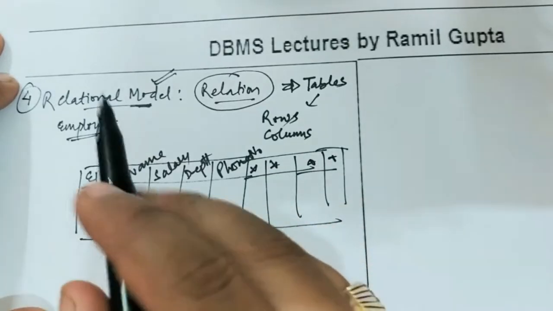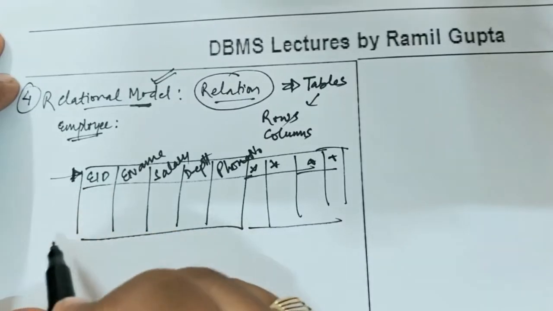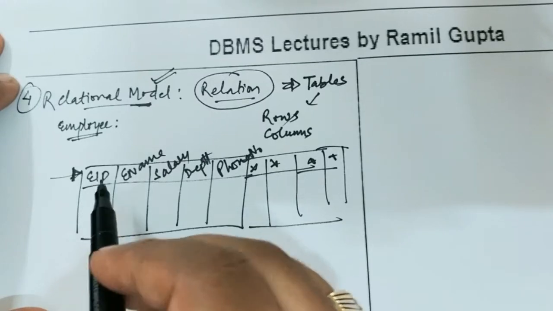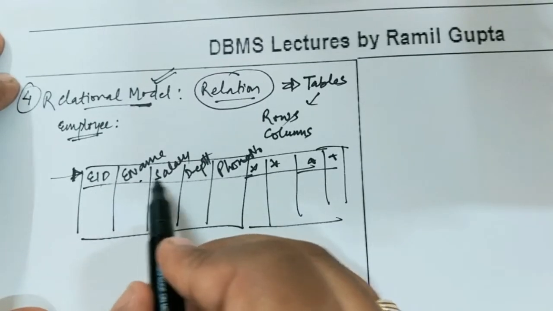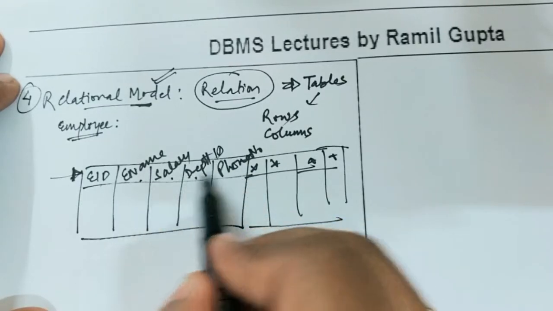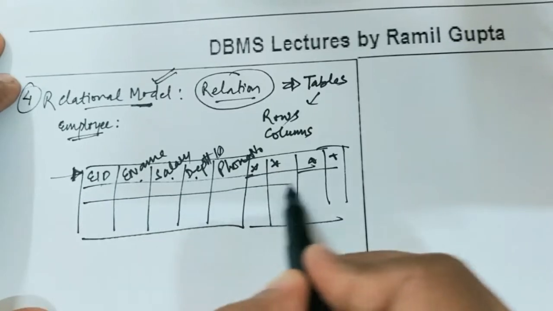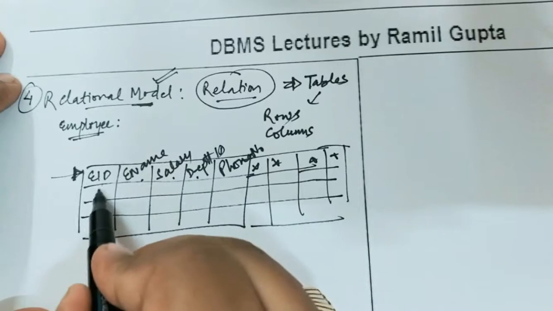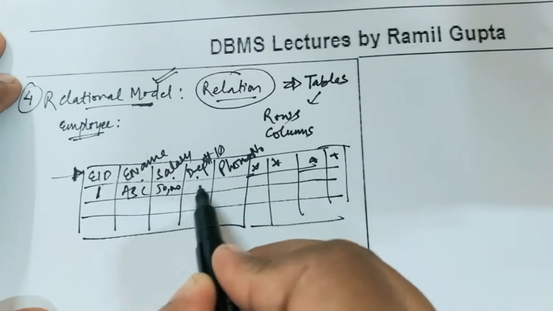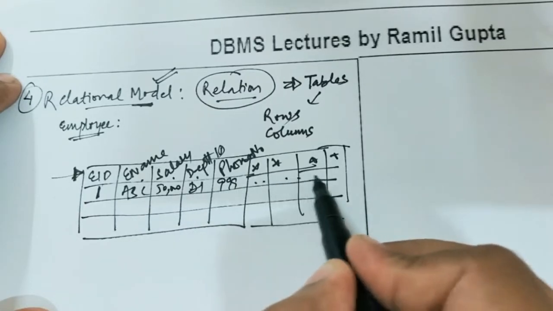So in the relational model, the column names are the attributes. The column names represent the attributes, that is employee ID, employee name, salary, department in which he works, phone number. These are all the attributes, and the values of those particular attributes are filled in the form of rows. Let's say employee number 1, his name is ABC, his salary is 50,000, he works in department D1, his phone number is 999, and so on and so forth.